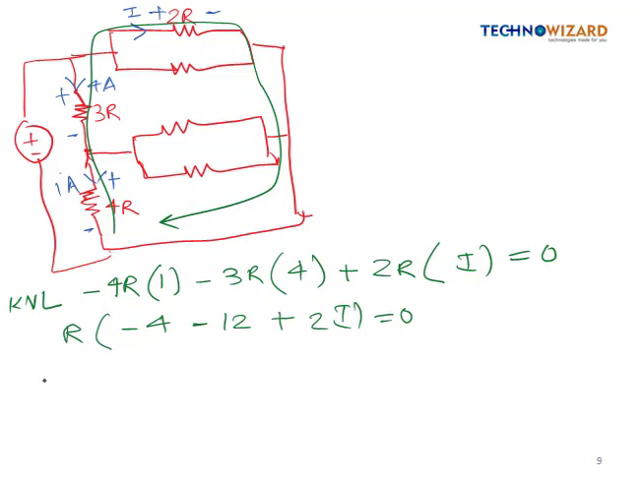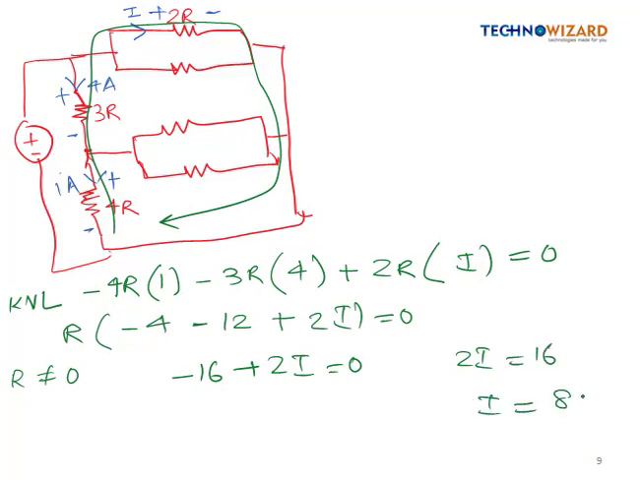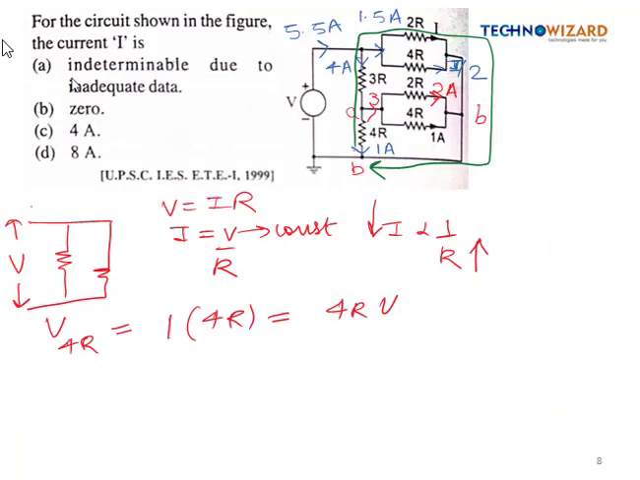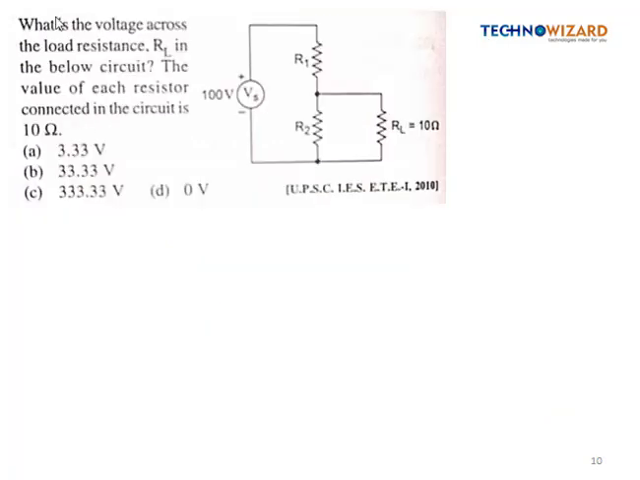So here resistance can't be negative, it means this bracket term has to be 0. It means minus 16 plus 2I is equal to 0. It means 2I is equal to 16. So current is coming as 8 ampere. So see the options. Here option D is correct, okay? So let's see our next question. Okay, so this is our next question.